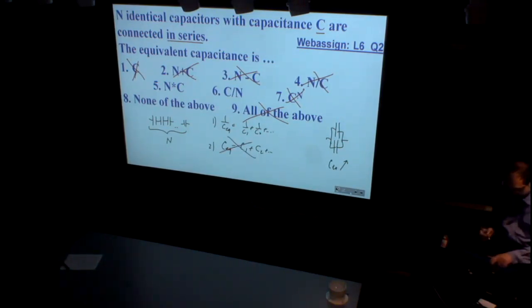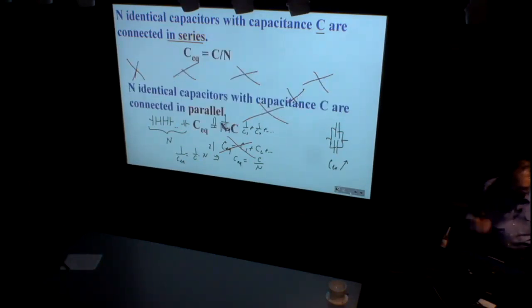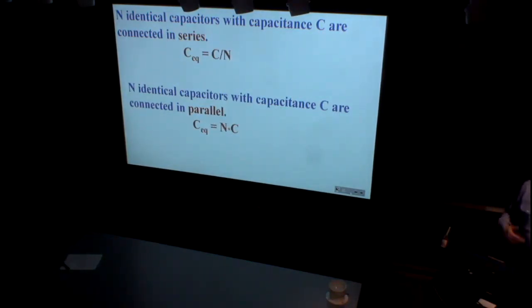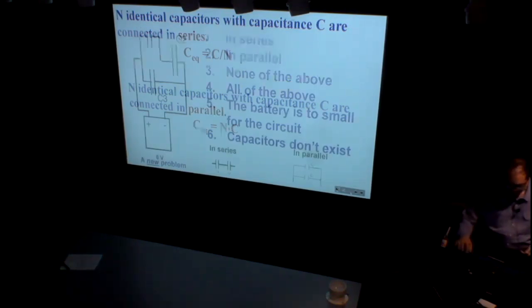And all we have to do now is just finish the calculation. 1 over equivalent capacitance will be equal to 1 over C, n times, because they are identical. Hence, now we flip it over. And this is a handy fact which we can always use when identical capacitors are used. So for the connection in parallel, since we're adding n identical numbers, the result is just the individual capacitance times the number of capacitors.